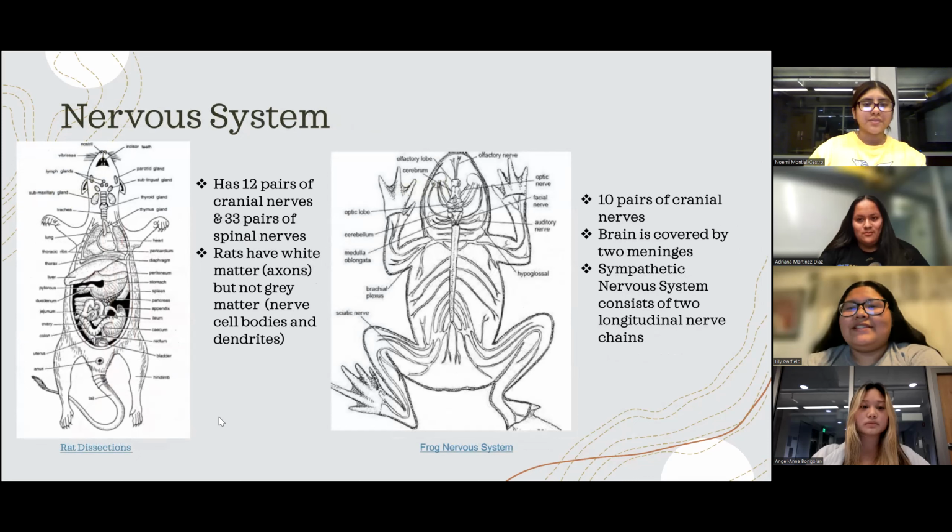And as for the nervous system, one of the main differences is that the rat has 12 pairs of cranial nerves and 3 pairs of spinal nerves, whereas the frog has 10 pairs of cranial nerves. For the frog, the brain is covered in 2 meninges, and its sympathetic nervous system consists of 2 longitudinal nerve chains. And the rat has white matter, which is axons, but not gray matter, which is the nerve cell bodies and dendrites.